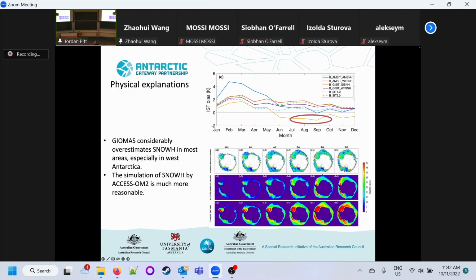And we found that when we included the GEOMASS simulated sea ice thickness and snow height into the model, there is a cold bias. Why this cold bias happens is because the GEOMASS simulated snow height is too high, much higher than the observation, and that causes the cold bias here.